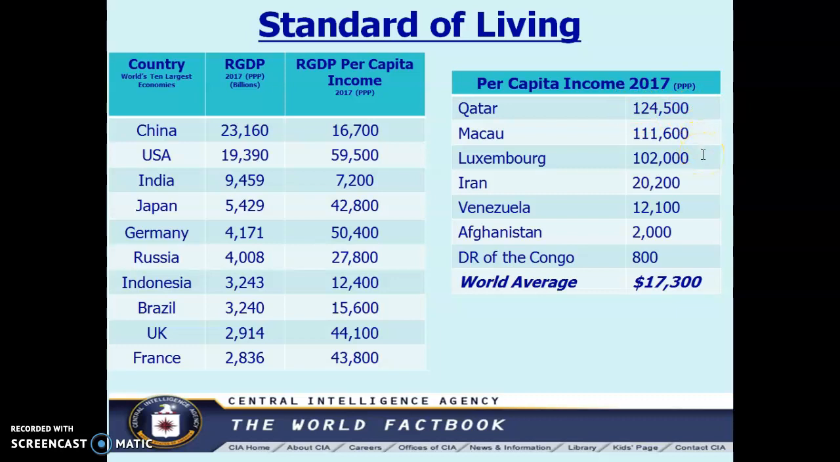Then you have countries that are very poor. So the Democratic Republic of Congo is, for the most part, the poorest country in the world, with only $800 per person in income. The world average, 17,300, which really puts in perspective the difference between the first world, right? The U.S., Japan, Germany, and France, and these other countries, and the third world, Afghanistan, the Democratic Republic of Congo, even India, where they struggle to meet some basic necessities.